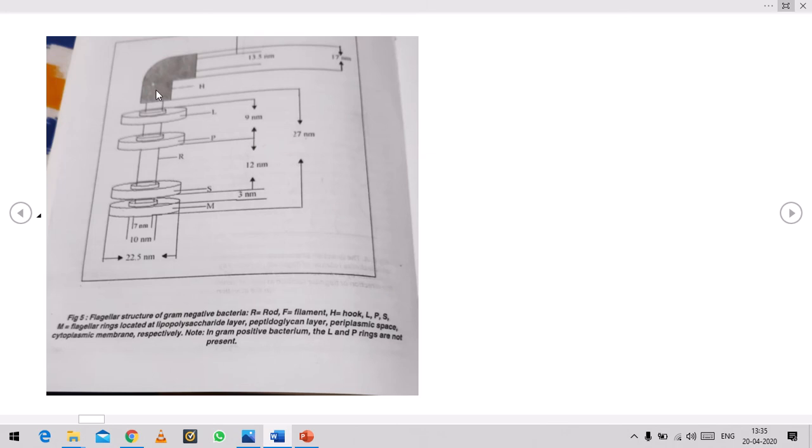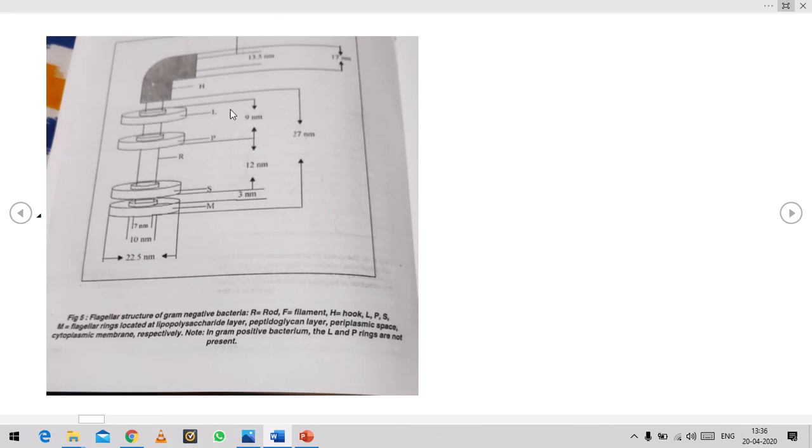Now the hook connects the outer filament and the basal body. This hook is slightly wider than the filament. It is about 45 nanometers long and consists of different proteins. The hook of gram-positive bacterial flagella is generally longer than the hook of gram-negative bacteria. Now the rod connects the hook to the basal body.